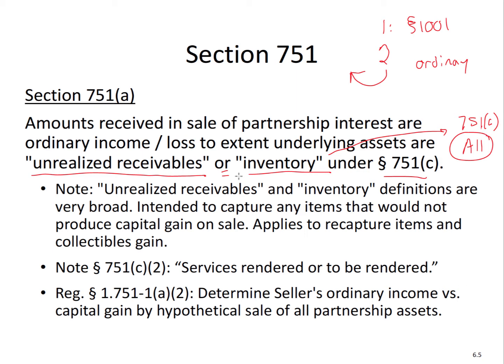Now, unrealized receivables is really important to understand as well, because you might be thinking, okay, I know exactly what that is. That's accounts receivable. It doesn't just apply to accounts receivable. It also applies to recapture items and collectibles gains. So that means section 1245 recapture, or collectibles items. Now the one you really have to pay attention to is that 1245 recapture.